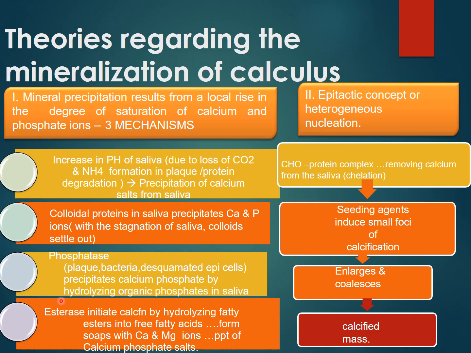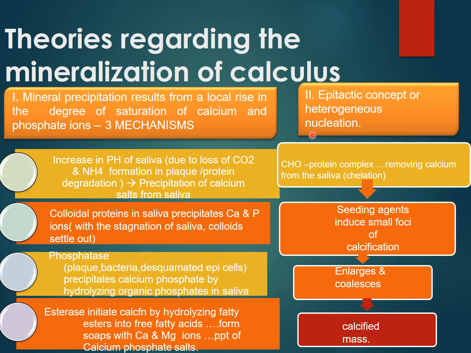And esterase initiates calcification by hydrolyzing fatty esters into free fatty acids, which form salts with calcium and magnesium ions, and which leads to the precipitation of calcium and calcium phosphate salts. So these are the three mechanisms: first, increasing pH of saliva; second, colloidal proteins; and third, the enzymes like phosphatase and esterase. Phosphatase precipitates by hydrolyzing organic phosphates, and esterase initiates calcification by hydrolyzing fatty esters into free fatty acids, which form salts. By this, the calcium and phosphate salts will precipitate.